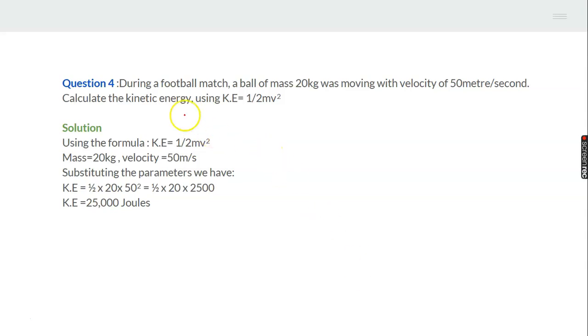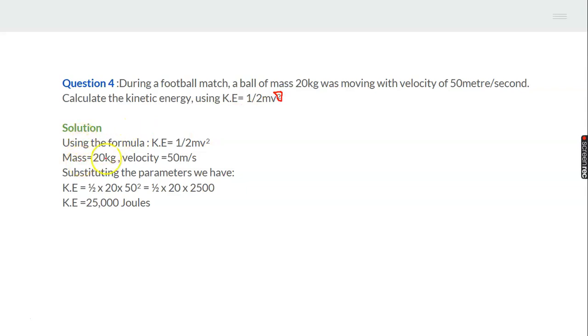Question four. So I asked you to calculate this. I said during a football match, a ball of mass 20 kg was moving with a velocity of 50 meters per second. Calculate the kinetic energy using kinetic energy equals half mv squared. Some people are using two here. It's squared, and the square has to do with the velocity, not the whole thing.